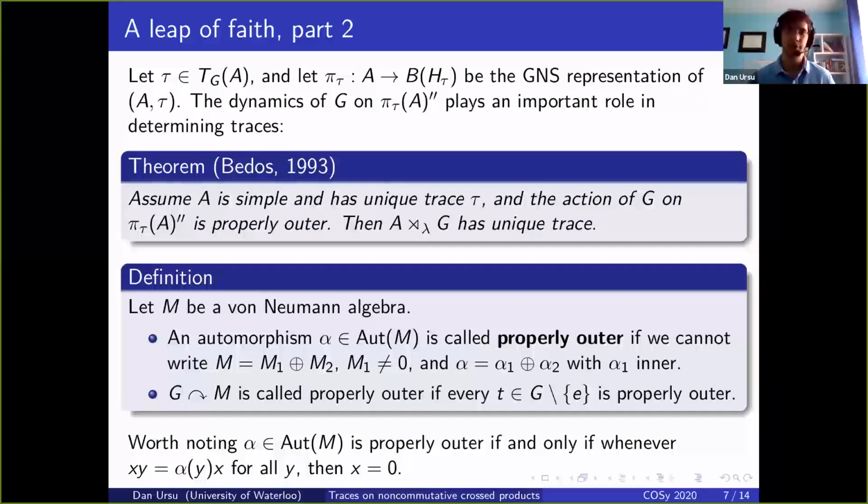Although this is a little more general since we're not assuming at all that x is a unitary or anything of the sort. But it is still if and only if.